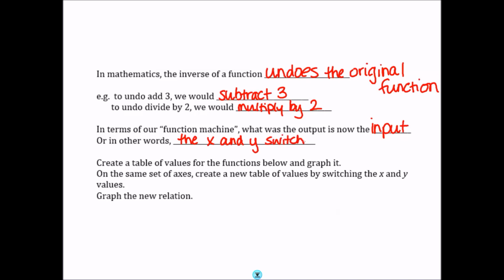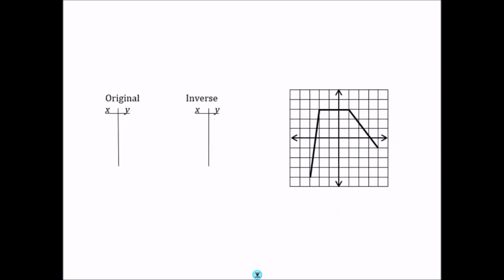So we're going to take a look at a couple of examples. We're going to make t-charts, graph the original function, make the inverse, and compare them. So I have this shape on a graph. This is not a graph you could write an equation for, but we can still find the inverse of it.